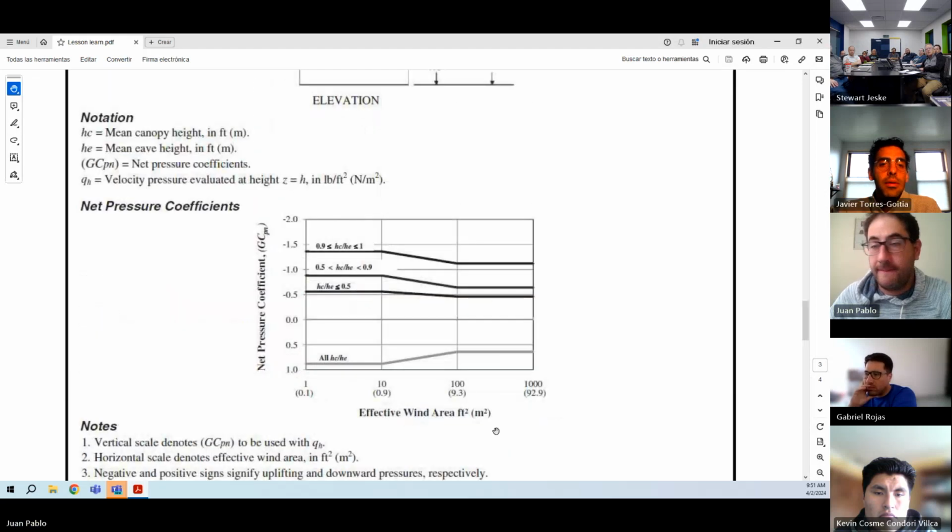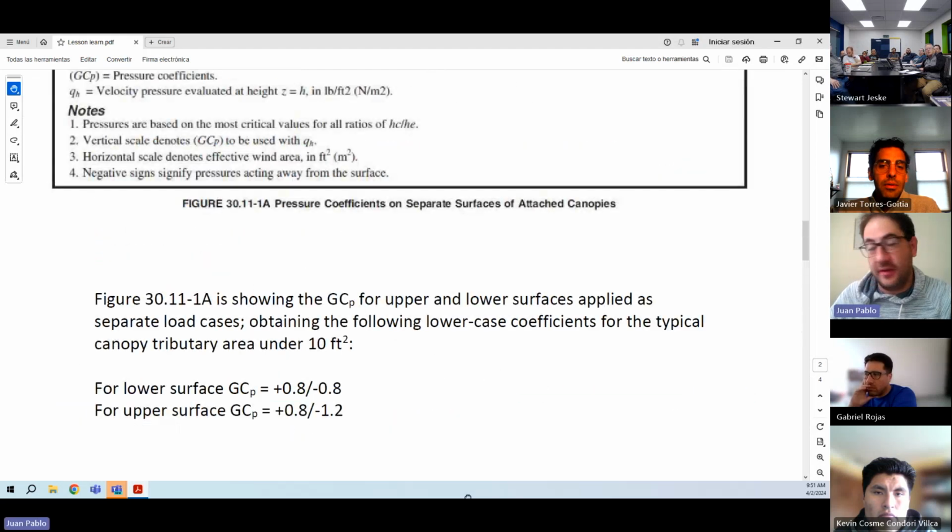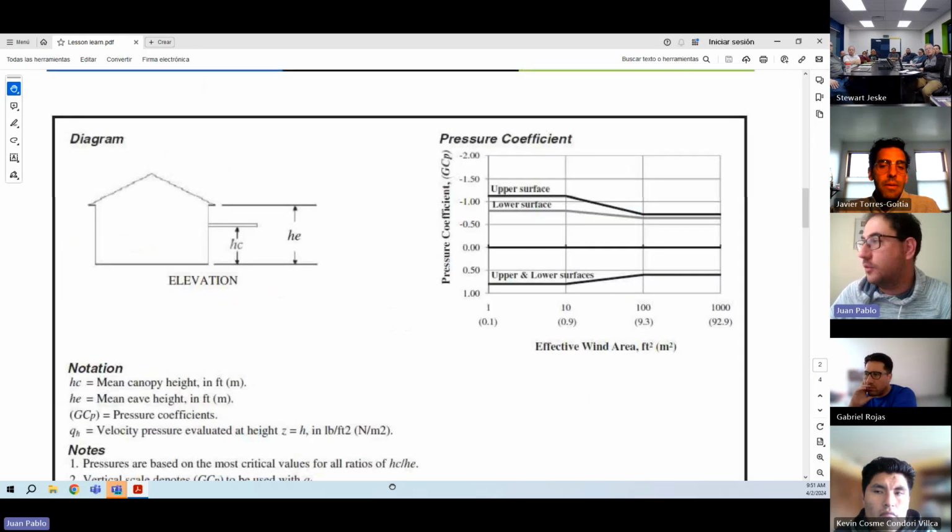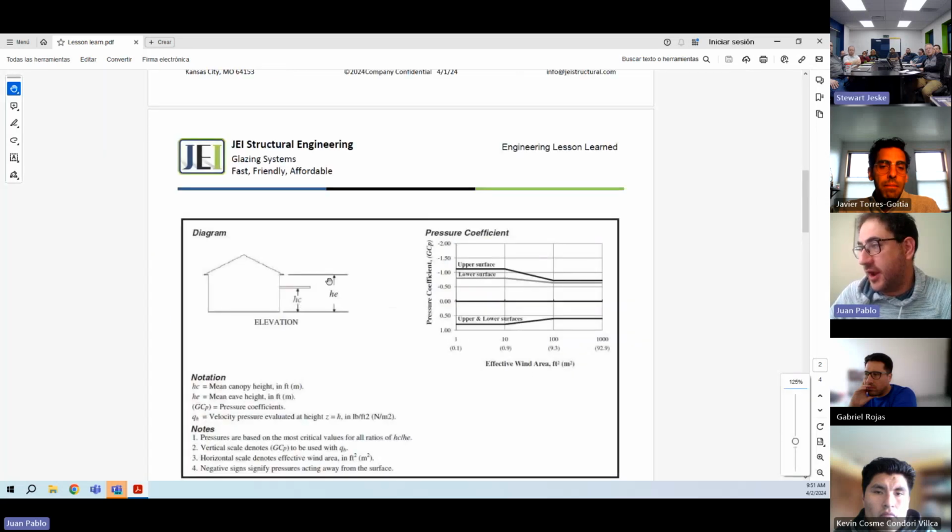Yeah. This is the combined. There's one that is the different load cases. You don't have this interaction.